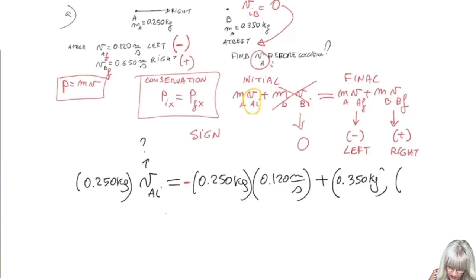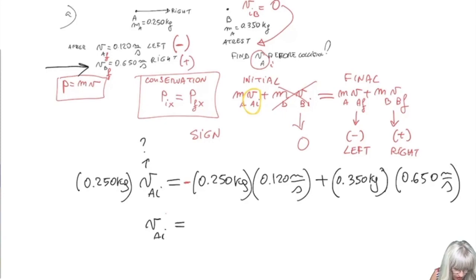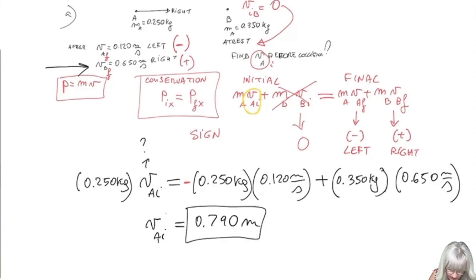And the velocity of B is right there. Excellent. So as you can see, we have everything we need, and we are just going to solve it for the initial velocity of object A, which comes out to be 0.790 meters per second. So let's comment on this result.